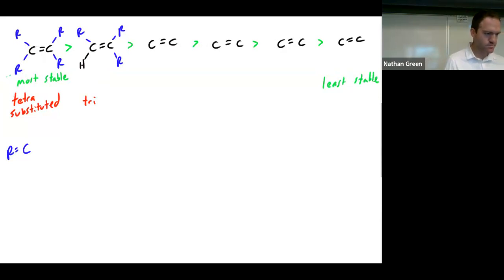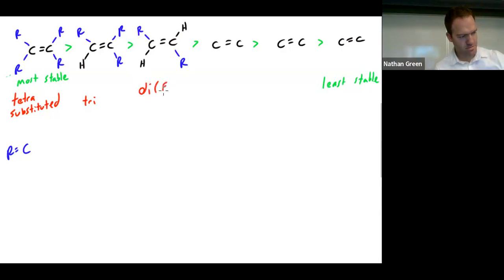Okay. Now we're on to our di-substituted alkenes. I need to be careful where I put these R groups. Because remember, the most stable alkene is going to be the E alkene. So the R groups need to be on opposite sides of each other. This is di substituted, E.